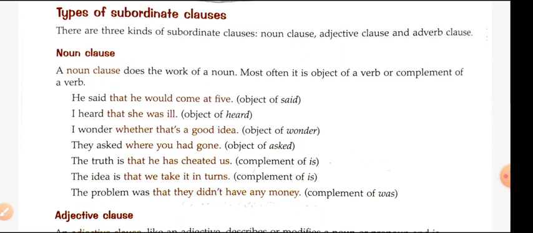There are three kinds of subordinate clauses: noun clause, adjective clause, and adverb clause. Noun clause. A noun clause does the work of a noun. Most often it is the object of a verb or complement of a verb. He said that he would come at 5, object of said. I heard that she was ill, object of heard.